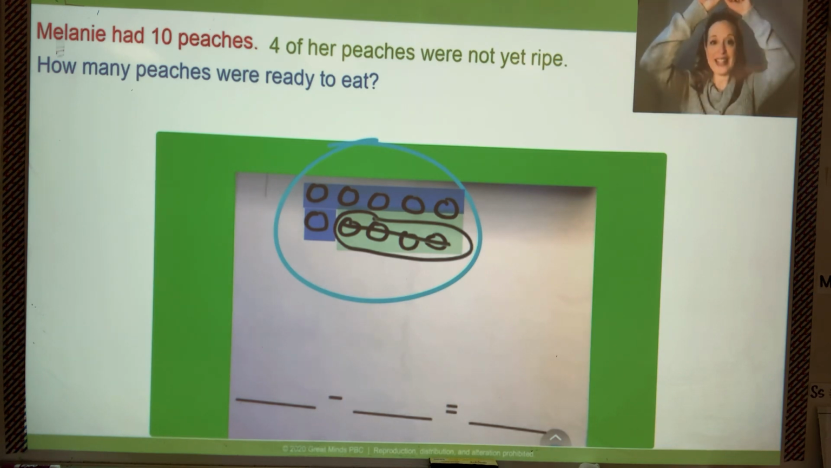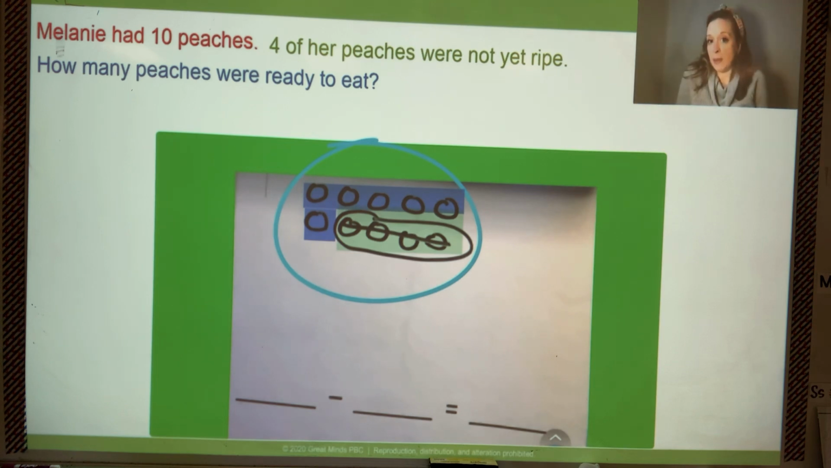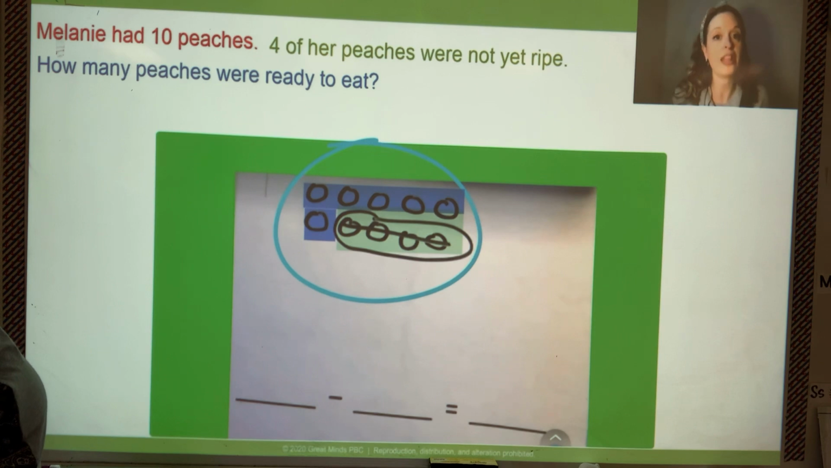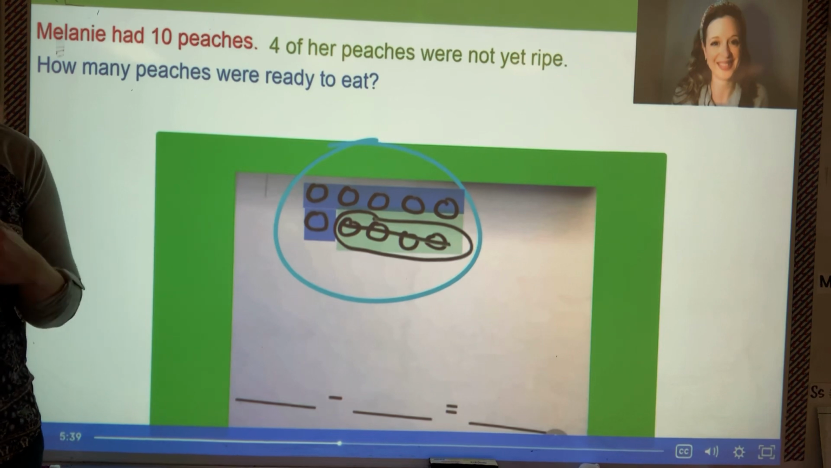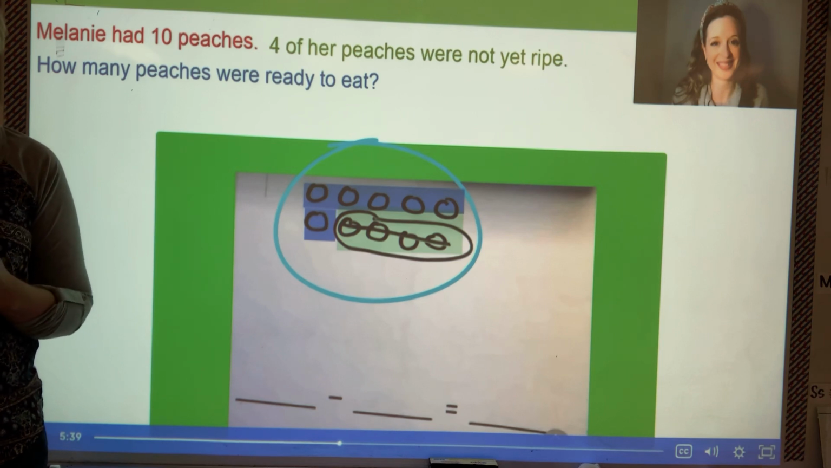10, 6, 4. Whole, part. Let's do it all together just like that. Arms up, go. 10, 6, 4. Great work. Now that we've done the number bond with our arms, let's draw it. Pause the video and draw the number bond, making sure to put in the whole and the 2 parts. Draw your number bond on your whiteboard any way you choose. When you're finished, hold it up to the screen so I can take a peek.